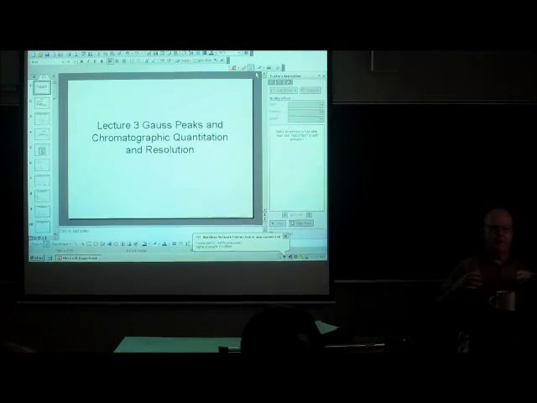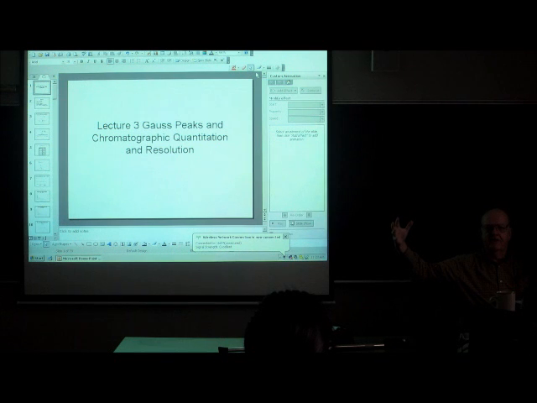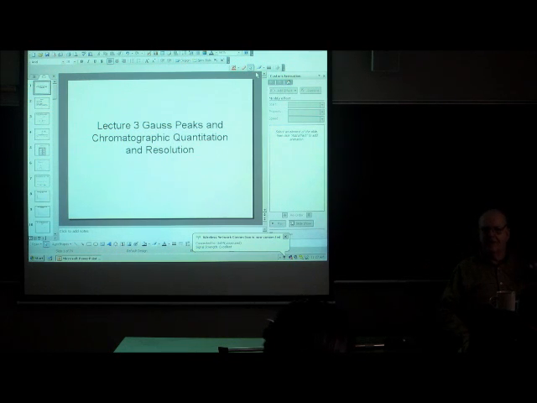We're really going to start off by looking at a single Gaussian peak and learn quantitatively what information it gives us. But more importantly is what happens when you have two Gaussian peaks and they get closer and closer and closer together. Now, you don't want that to happen experimentally.